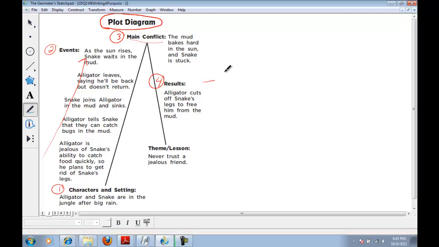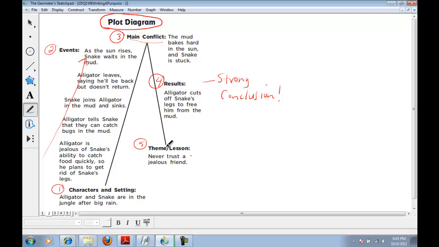So after the events, you're going to identify the main conflict and then write your results. And you're going to write that in a strong conclusion. And then, of course, you're going to write the theme or lesson of the pourquoi. And the theme or lesson in this case is never trust a jealous friend. So those are the 5 parts of your plot diagram.